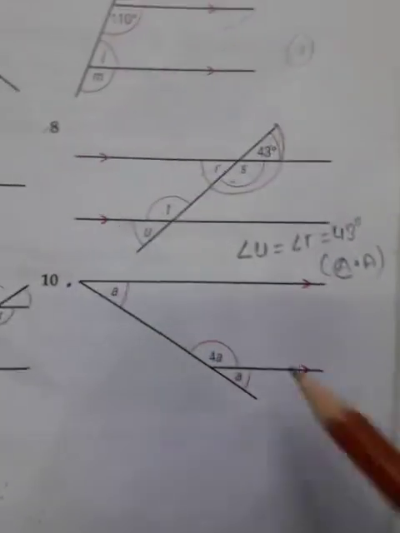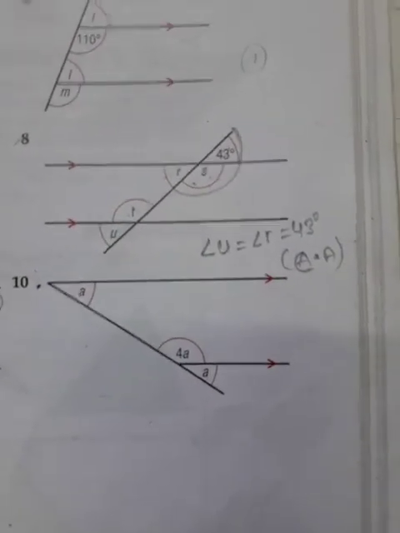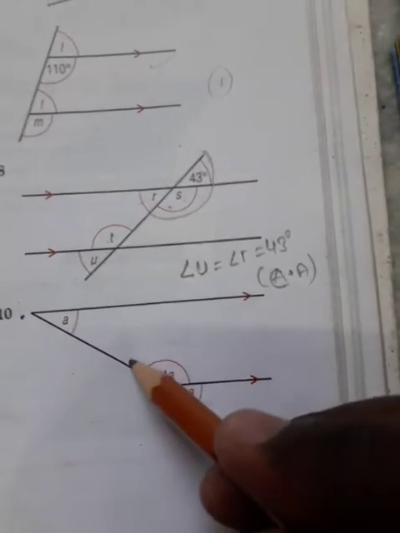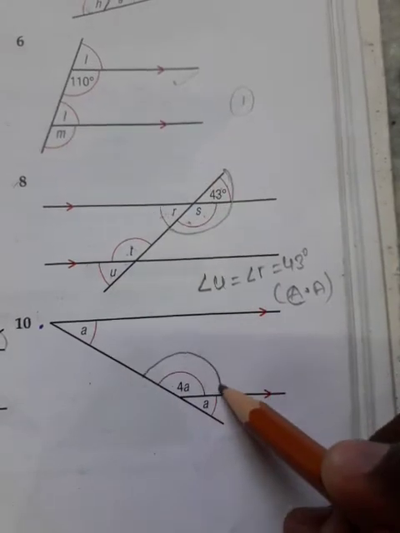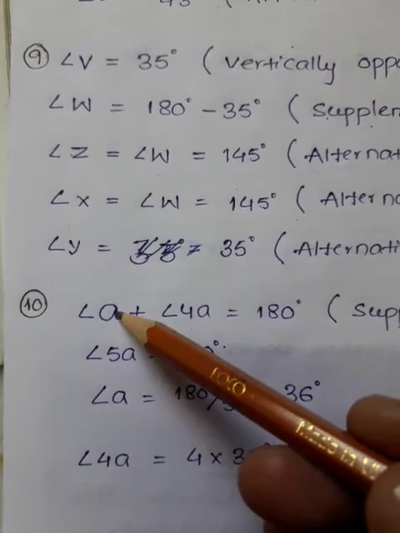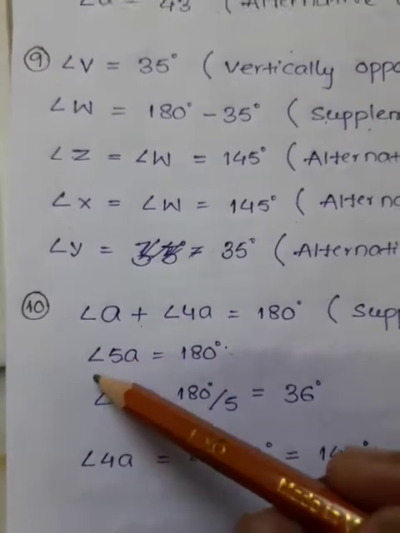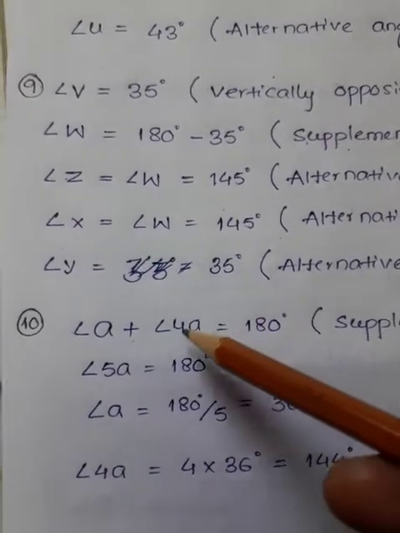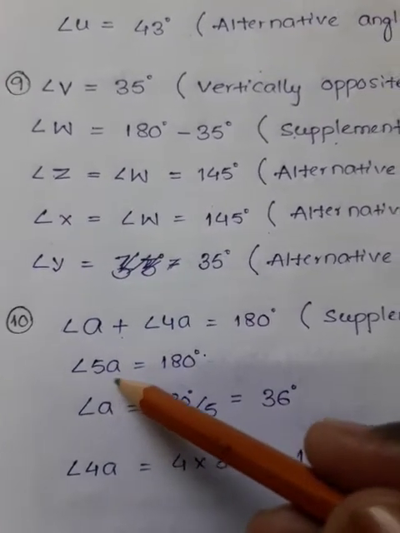Okay. Coming to question number 10. Here you have to find out angle A and angle 4A. But look at here, this together is what? It is a supplementary angle. So angle A plus 4A equals 180 degrees. Then A plus 4A means what? It is 5A. Like 4 plus 1. A means what? It is one angle, one value. So 4 plus 1 is 5. Angle 5A equals 180.